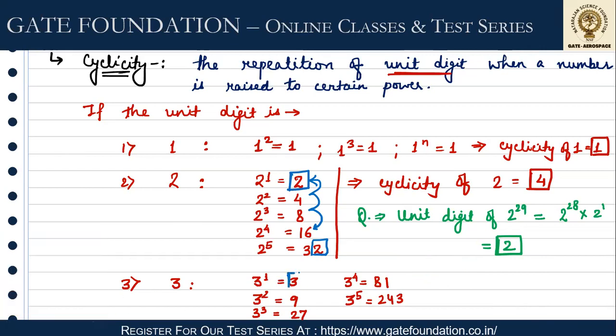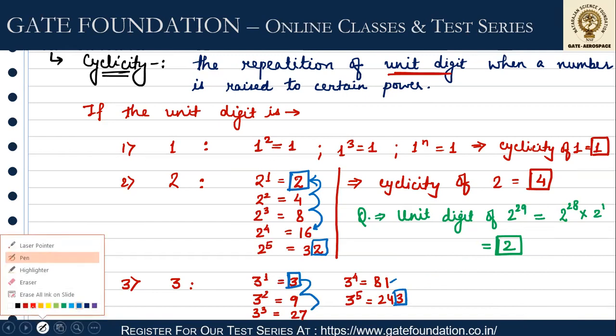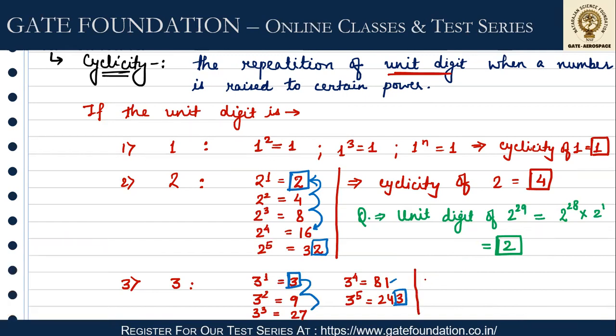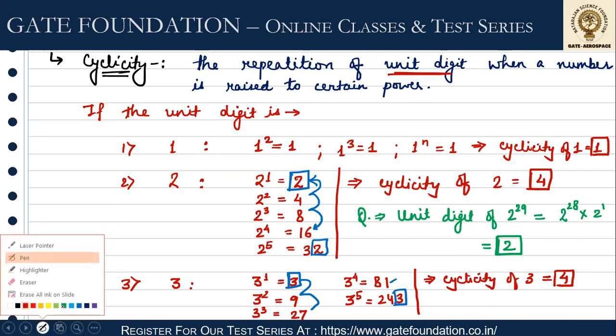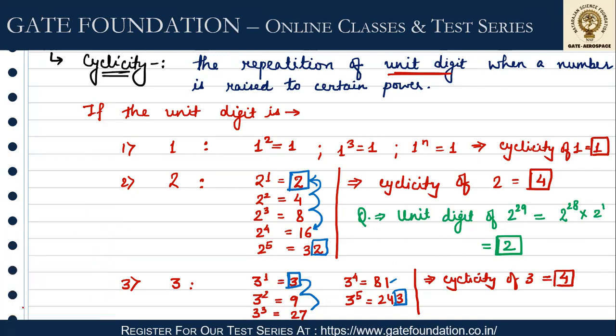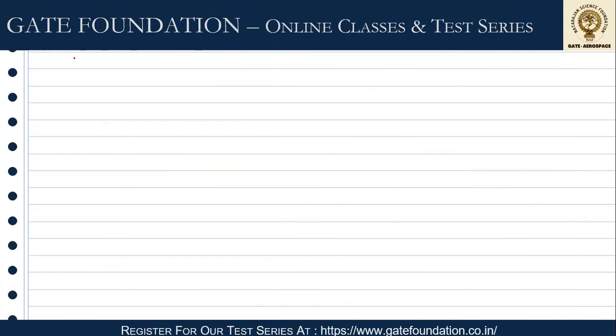Now you can see the unit digit is getting repeated over here. We started with 3, and after 1, 2, 3 and 4 powers, we again get 3. So after every fourth power, the fifth power will be 3 again. So cyclicity of 3 also becomes similar to 2: 4. Right. So you need to be careful about determining the cyclicity of 2 and 3 specifically. Rest of the numbers, they are simple.